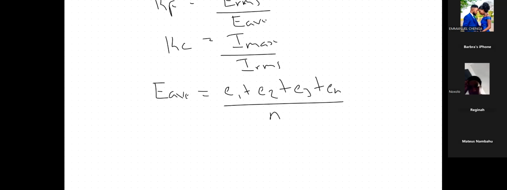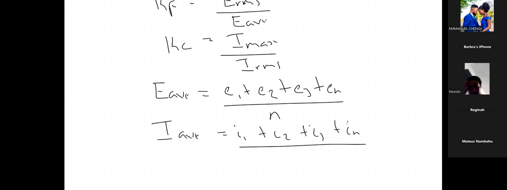So the same thing, I can have I average. It will be I1 plus I2 plus I3 plus let's say IN, meaning they can either be 4, 5, or 6, it depends. Divide by N. So that's another way that you can calculate your average values.